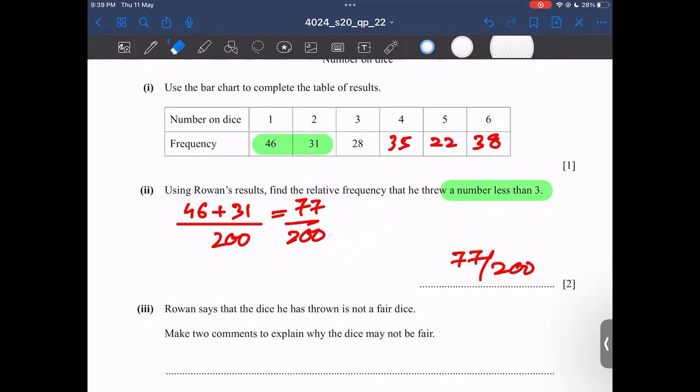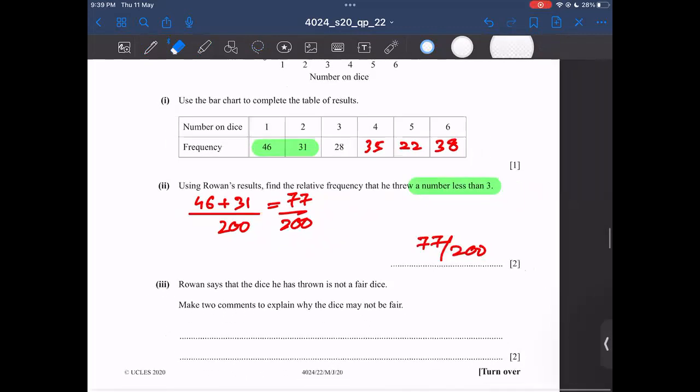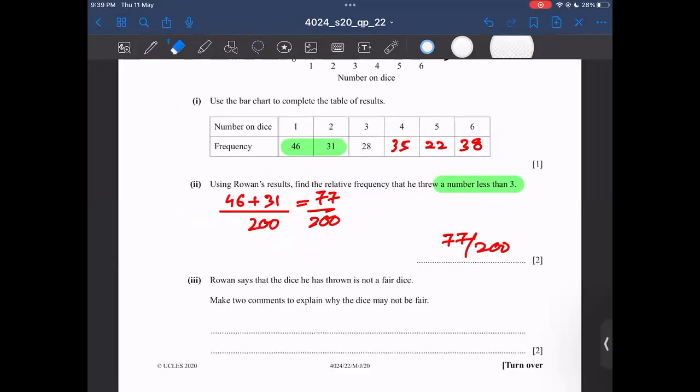Now it says, Rowan says the dice he has thrown is not fair. Make 2 comments to explain why the dice may not be fair. You have to make 2 comments on this, 1 mark for each comment.